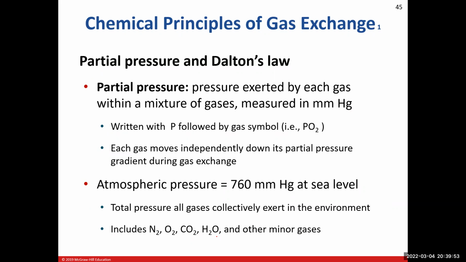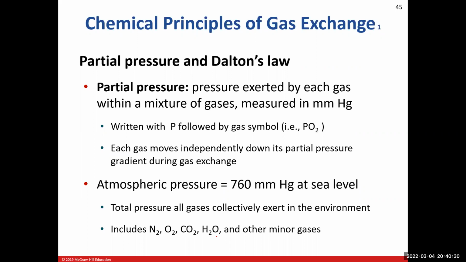The definition of partial pressure is the actual physical pressure exerted by one specific gas that's within a mixture of gases, and we measure that using millimeters of mercury. So for example, our atmosphere is made up of several different gases. Nitrogen is the predominant gas, about 79%. Then oxygen is anywhere between 20 to 21%. Those two gases make up the majority of the gas in the atmosphere.